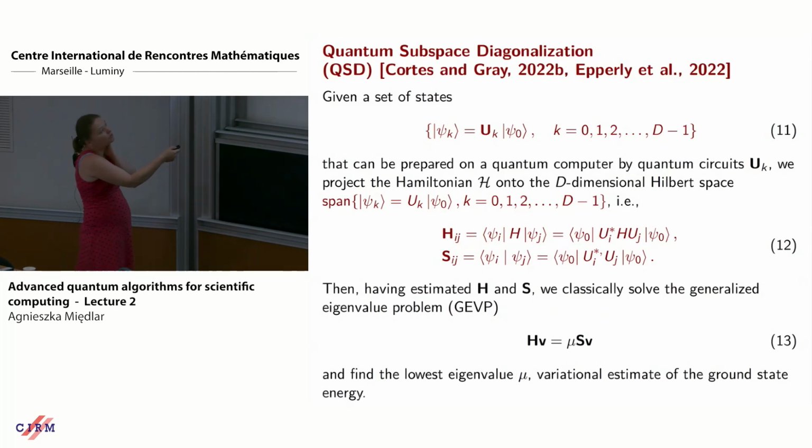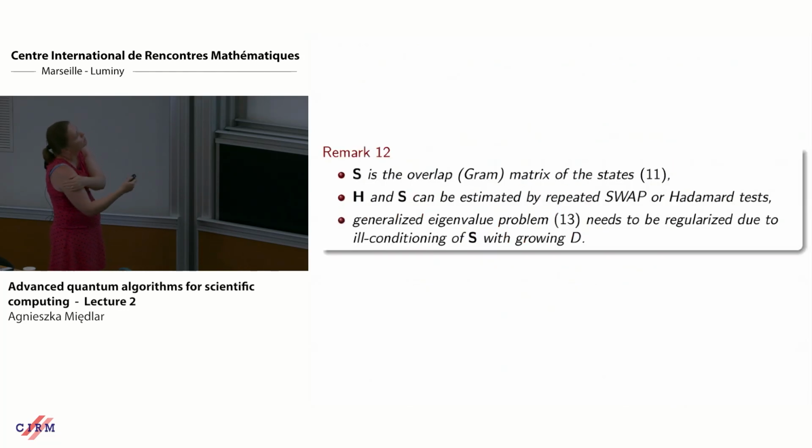We'll go into the procedure of how it's constructed in practice, but you have to be able to get access to those entries, and we'll see how this is done using the qubitization idea, actually. Okay, so the remark: S is the overlap matrix.